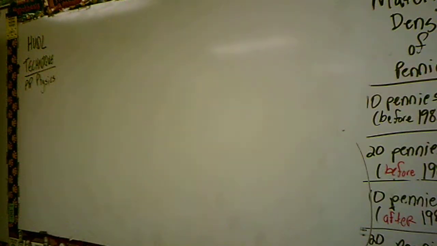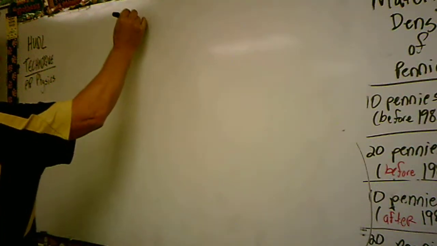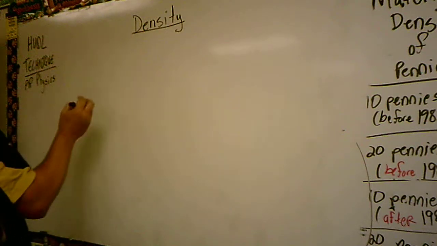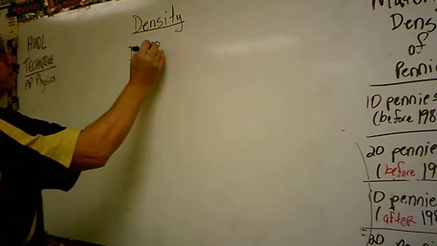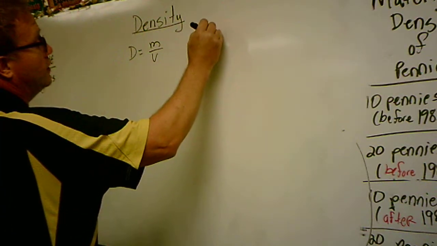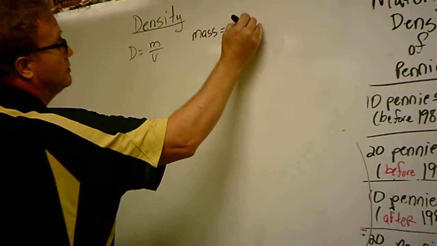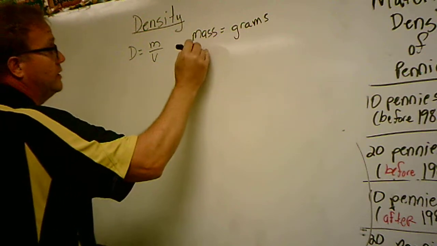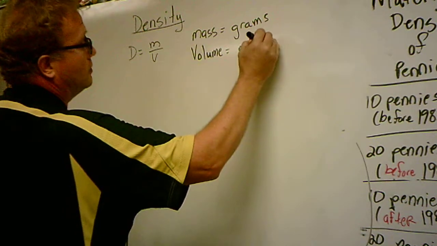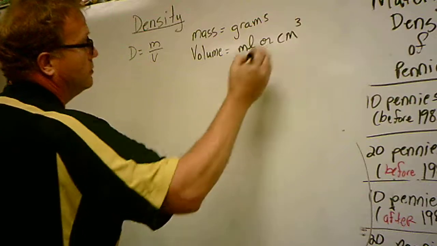Today we're going to go through the three problems that we went through in class prior. These are called the density problems. This is your equation, which is density equals mass over volume. You have specific units, so mass has to be in grams. V is volume, which has to be in milliliters or cubic centimeters.